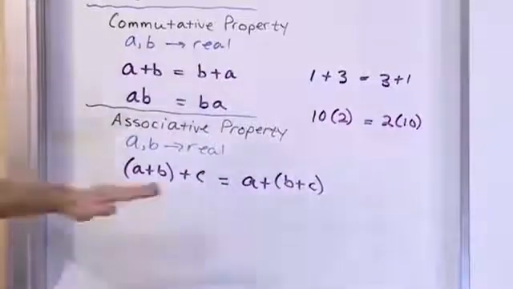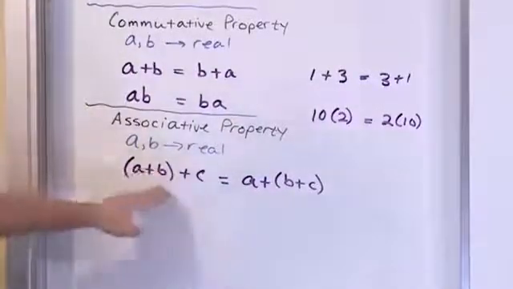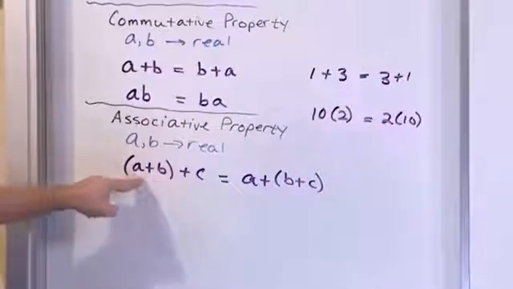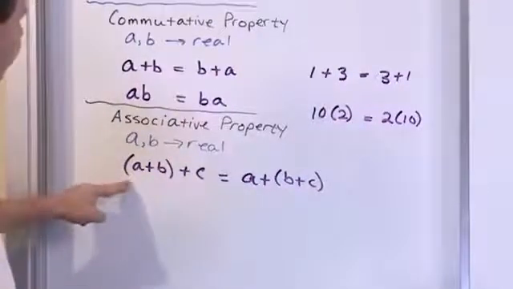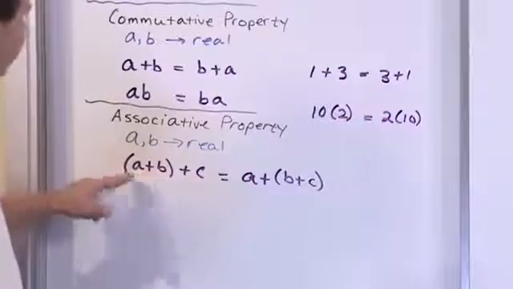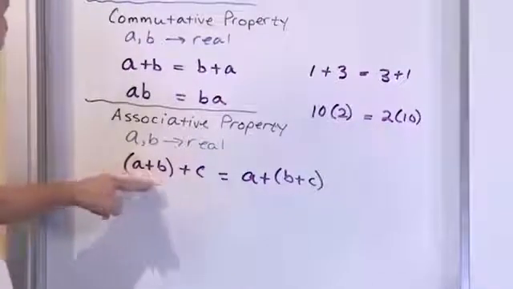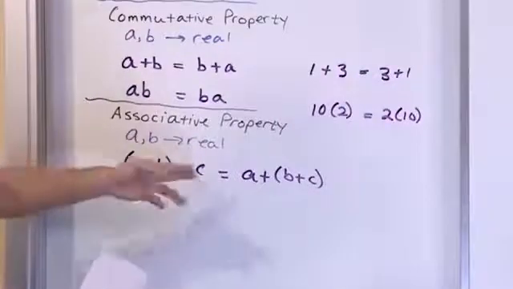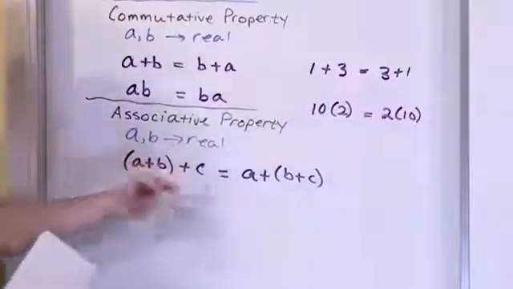But don't forget what this is really saying. When we see an expression with parentheses, this means that we have to do what's inside first, right? And then after we do what's inside first, like if we had 3 plus 4 in here, we'd have to do the 3 plus 4 first. After we get this answer, we add whatever c is. Let's say c is 10. We'd add 10 to the result.